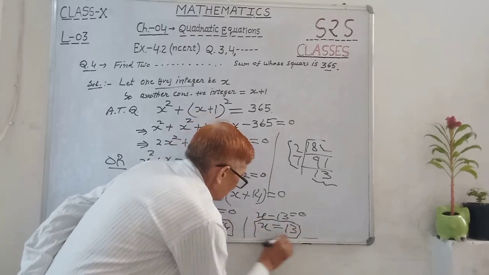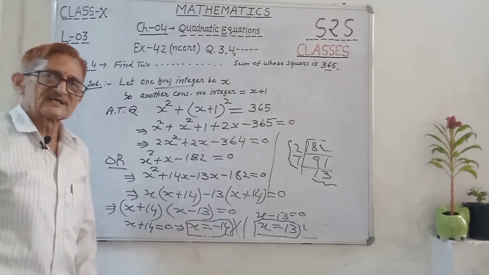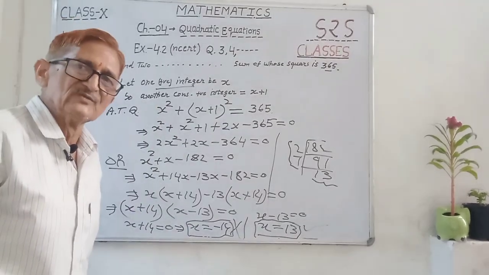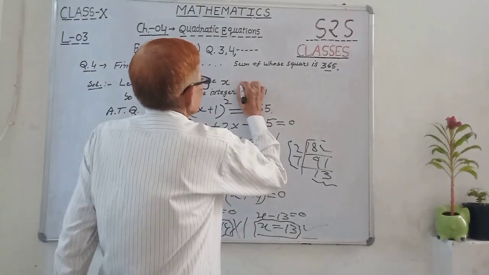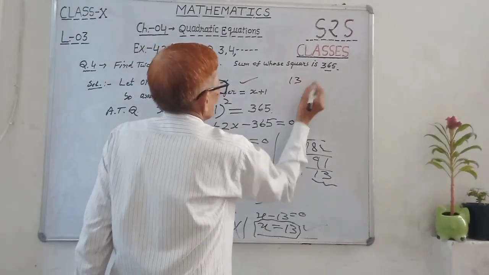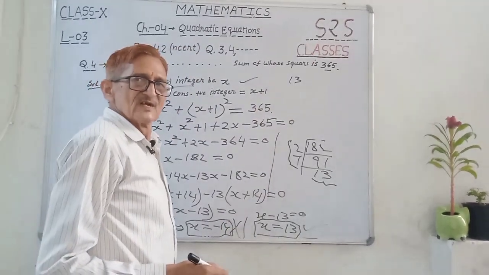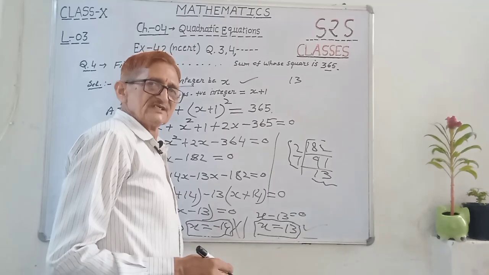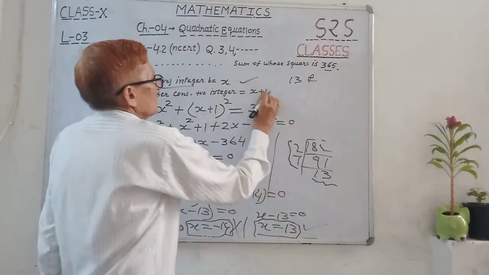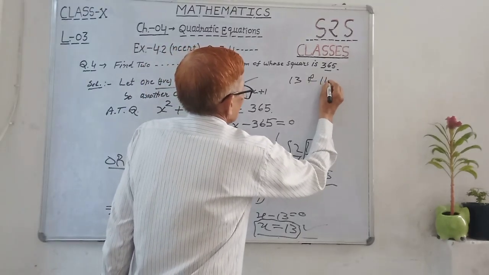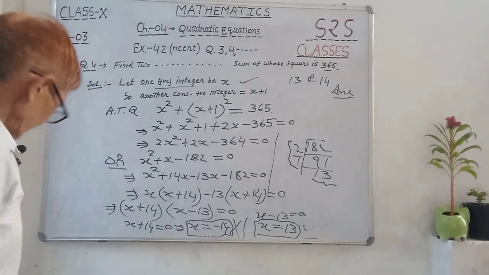So this is a positive integer, and this one is rejected because here x must be positive. We have positive integer in the question. So 13. So the first number is 13. The required consecutive positive integers are, we should write, 13 and 13 plus 1, 14. Answer. In the end, we should write this in the statement.